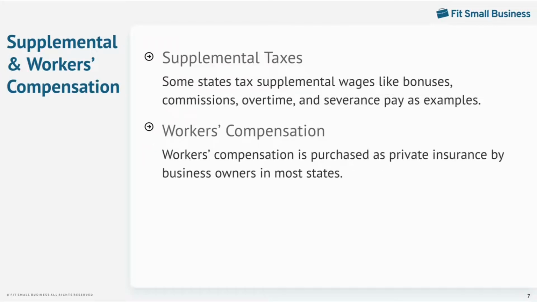In addition to state and local taxes, there are also supplemental taxes. Some states tax supplemental wages, like bonuses, commissions, overtime, and severance pay, for example. Less than half of U.S. states have no supplemental tax, while the rest range from 1.84 to 11%, except for Vermont, which charges 30%.